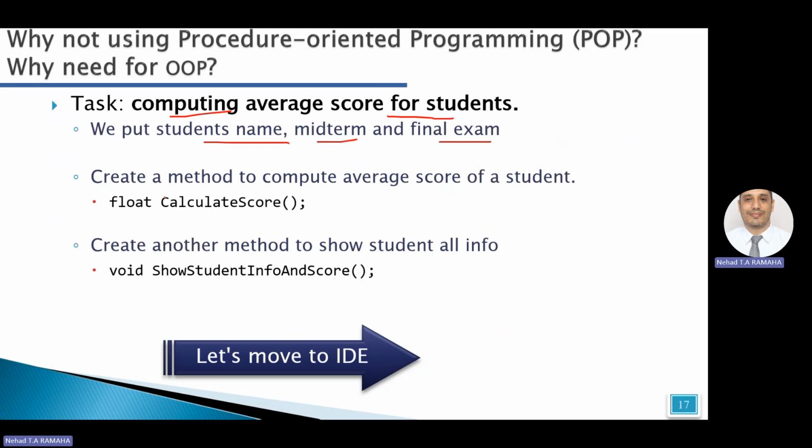Okay, so we have two methods or two functions. Calculate the score: it takes the midterm and final, and calculates the score. Then it returns a float value, which is the student mark or score. The second method shows the student information and the score. Okay, let's create this one.